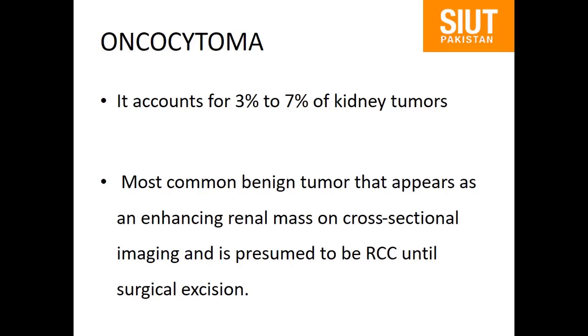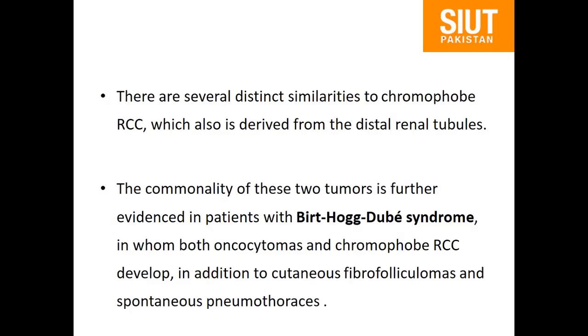It accounts for about 3 to 5% of kidney tumors, and is the most common benign tumor that appears as an enhancing renal mass on cross-sectional imaging and is presumed to be RCC until surgical resection is done. There are several distinct similarities to chromophobe RCC, which is derived from the distal renal tubules. The commonality of these tumors is further evidenced in patients with Birt-Hogg-Dubé syndrome.